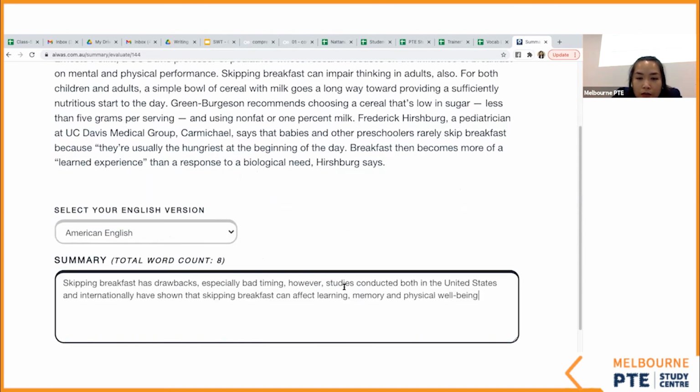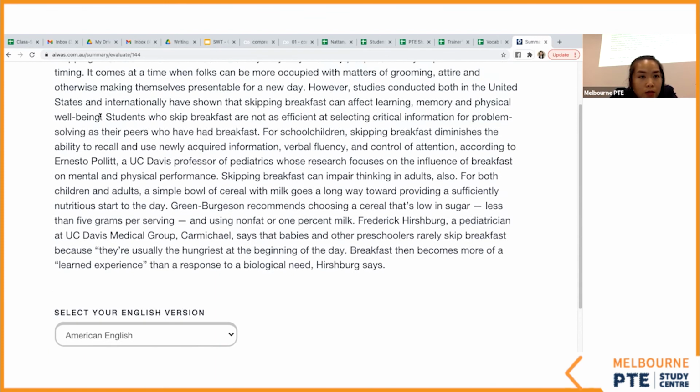Now, can you tell me which information I can cut down to make my summary a bit shorter? Both in the United States, International. Correct. Sure. You just need to cut this phrase. Why? Because the topic is about skipping breakfast. You don't have to tell me who filed the research and things like that. Okay? That's right. Fact learning, physical well-being. That's what we do here.